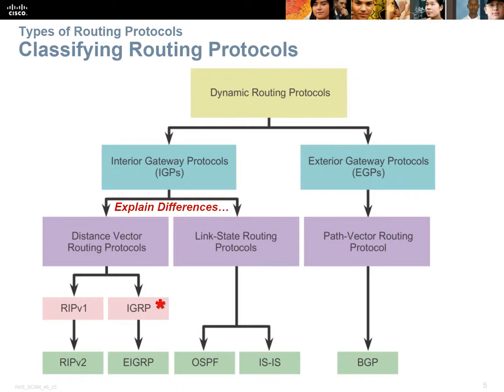And exterior, we've got BGP. BGP is pretty much the only one now that survived, and that's all about path. That's all about the way the internet is connected together.